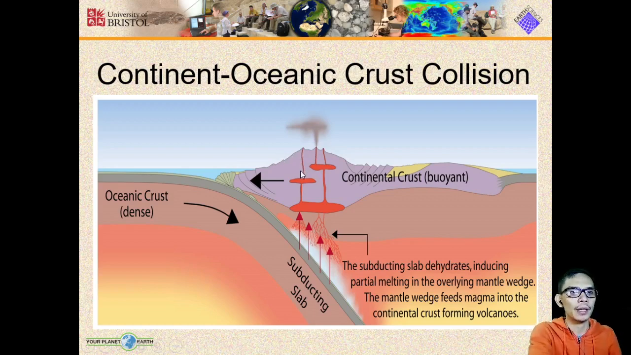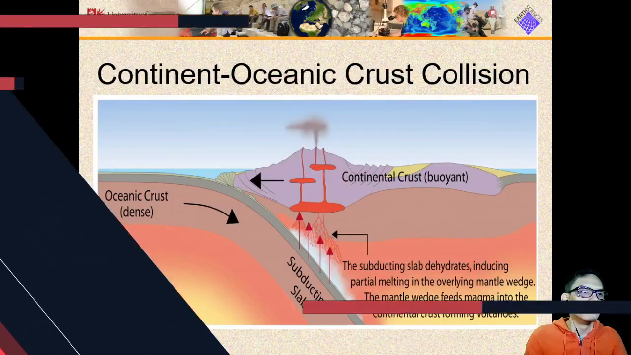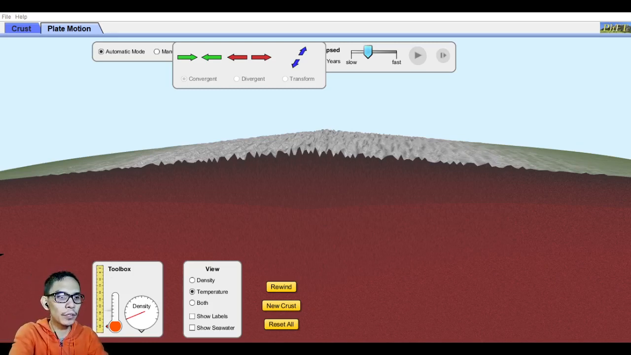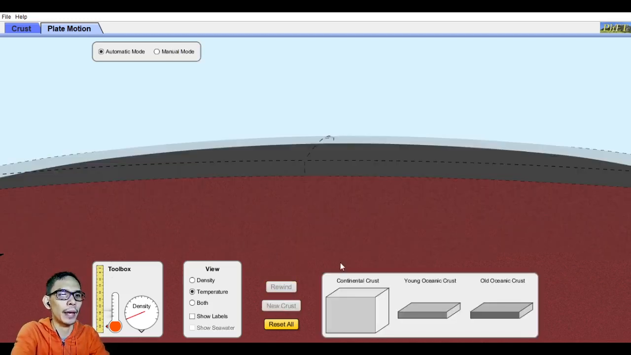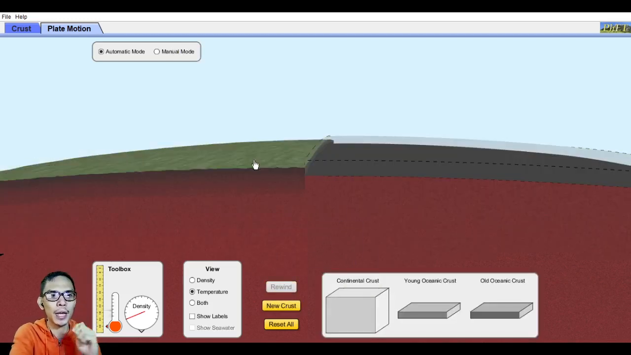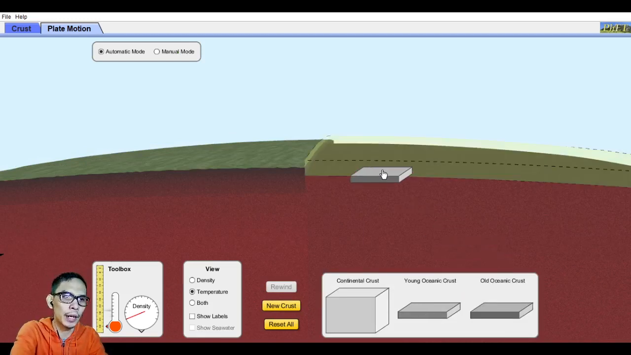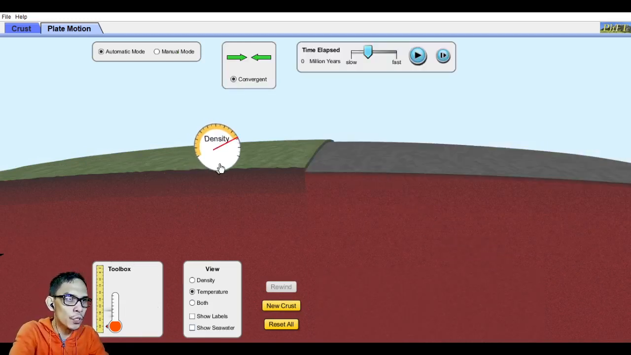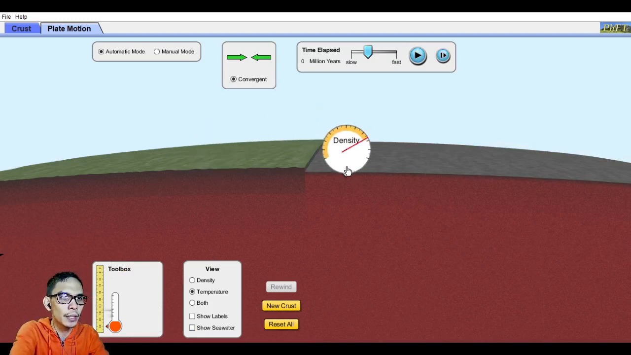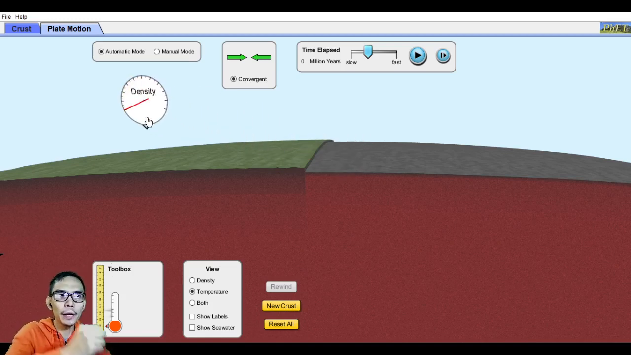So let's take a look at it in the simulation. Let's go back again to the simulation and simulate. We are going to simulate the continent-to-oceanic crust collision. New crust, and let's put the continental crust on this side, and let's put the oceanic crust on this side. As we all know, oceanic crust is less dense than the continental crust. So let's put the density over here and let's see what will happen if those two collide.